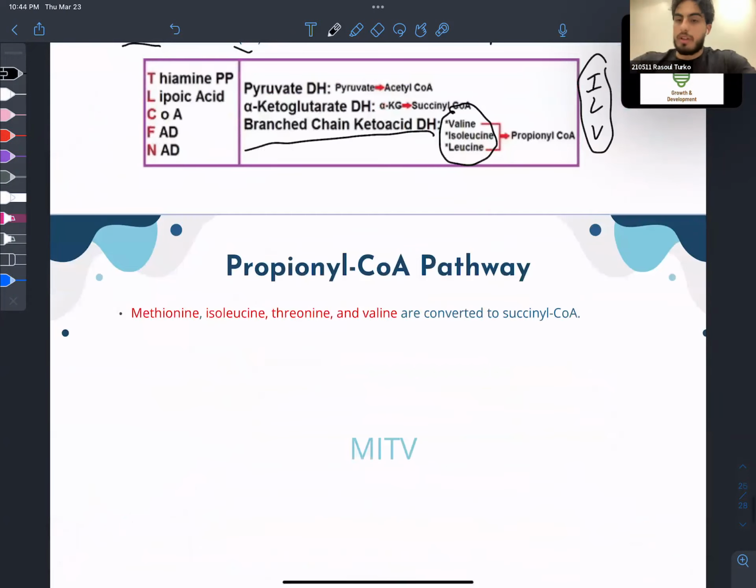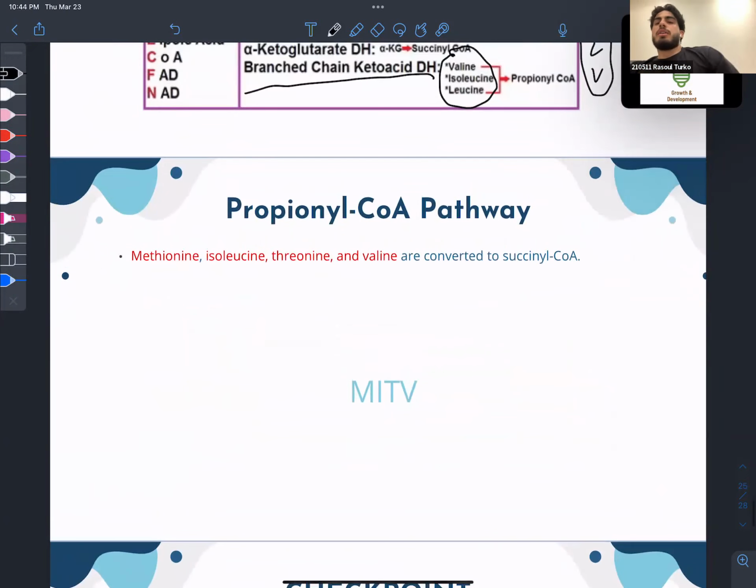Okay. And for the last part of the lecture, again, we talked about how the odd numbered fatty acids get broken down by vitamin B12, and there's 4 different amino acids that get broken down as well, and those are methionine, isoleucine, threonine, and valine. And I used to remember them by MITV.